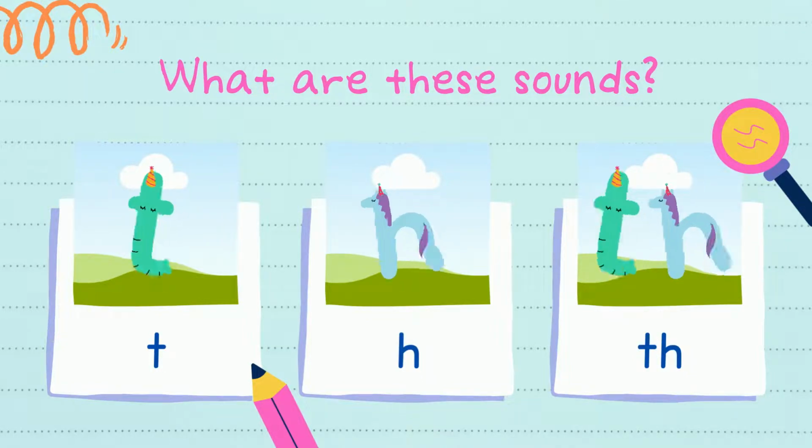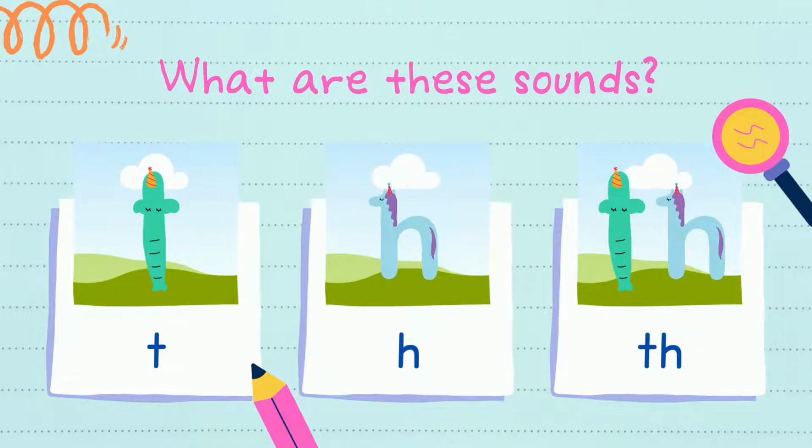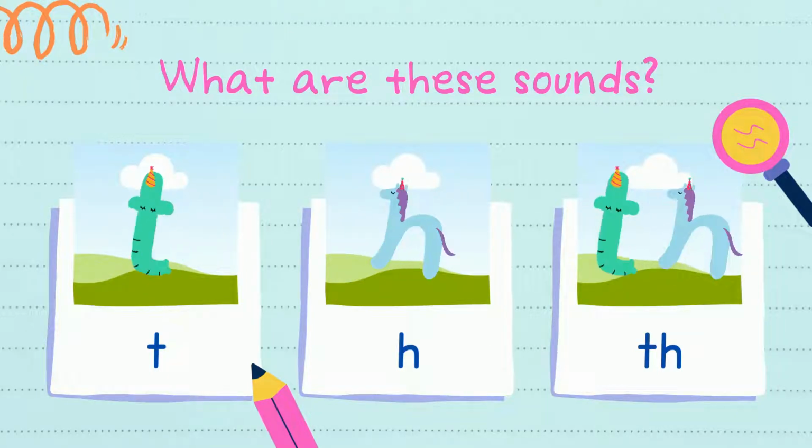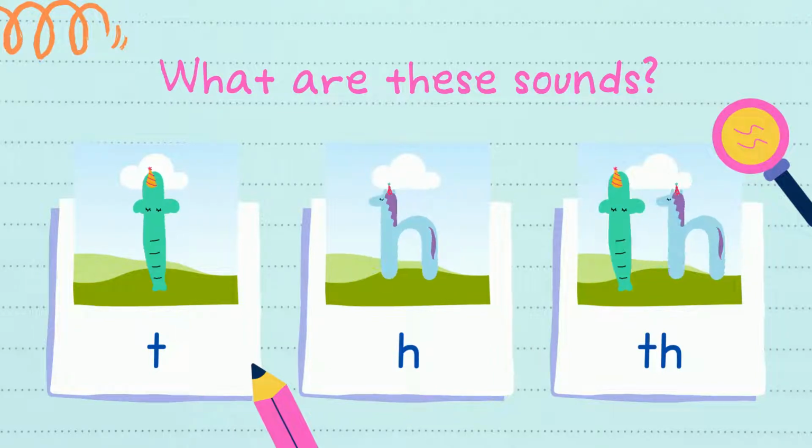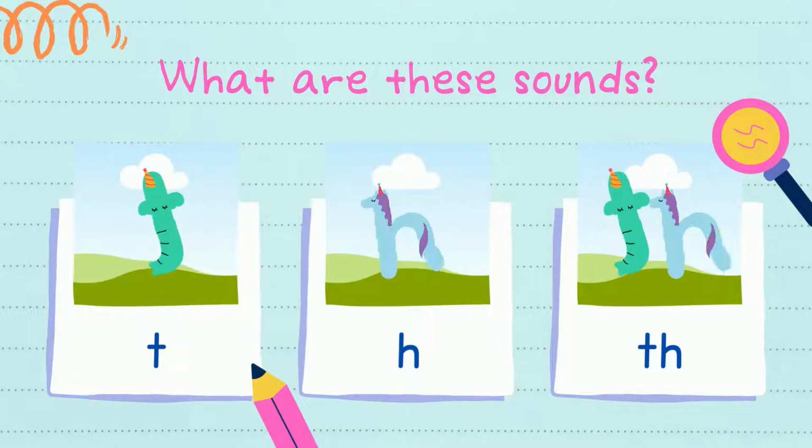Next, you have the letters T and H. But for T, you have the sound T. For H, you have the sound H. When you put T and H together, they make the sound Th.